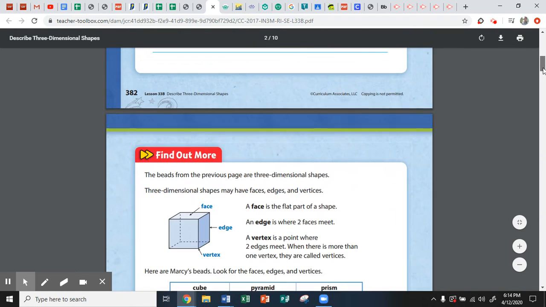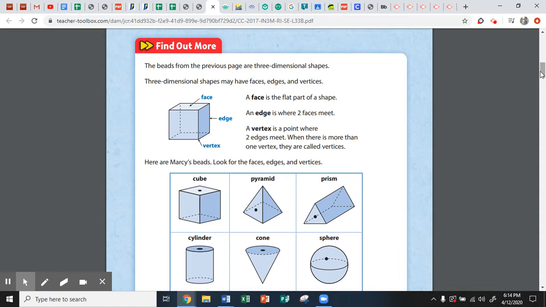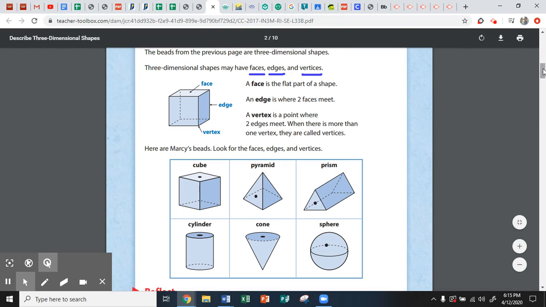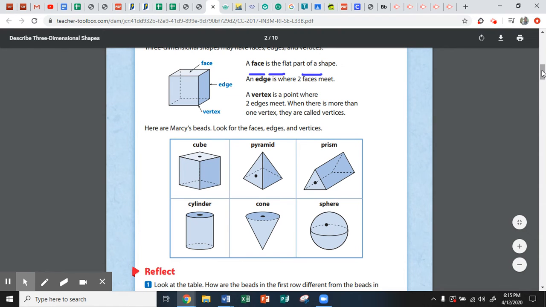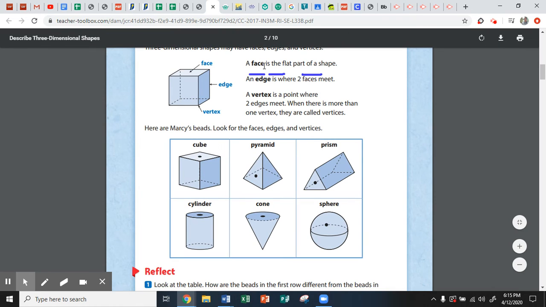All right, let's continue. It says the beads from the previous page are three-dimensional shapes. Three-dimensional shapes have many faces, edges, and vertices. Those words, faces, edges, and vertices, are important vocabulary for this lesson, so we need to know what those words mean. Let's start with what a face is. A face is a flat part of a shape. So any flat sides are considered a face.